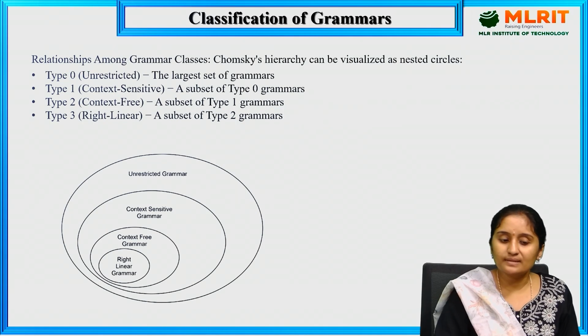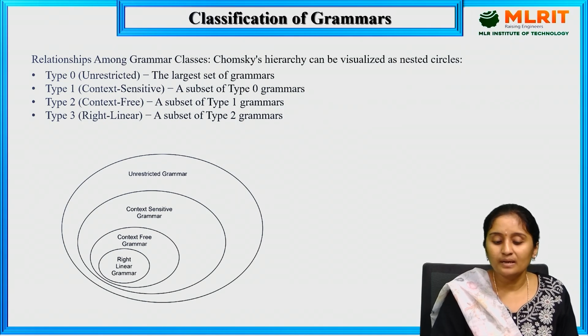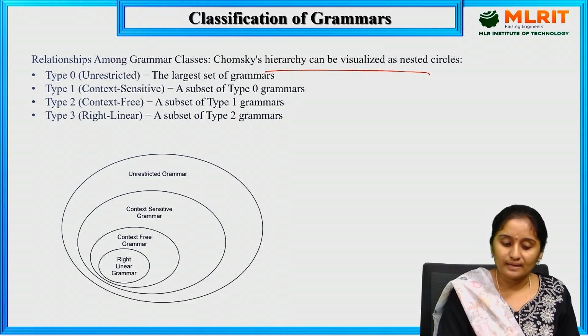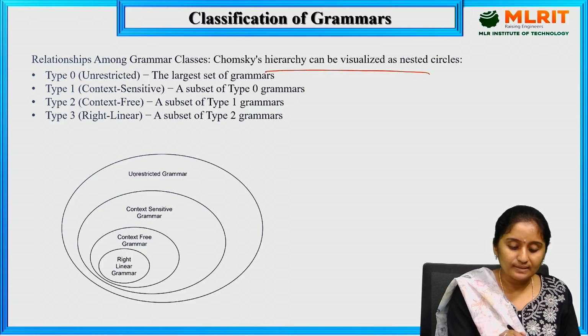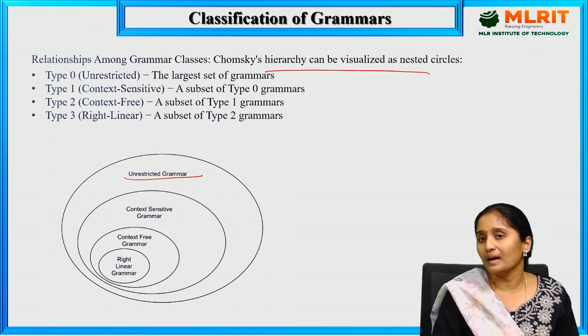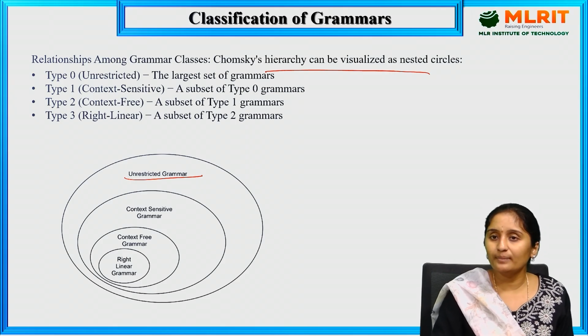So this is nothing but the relationship among grammar classes. The Chomsky hierarchy is visualized by using nested circles here. Type 0 is the unrestricted grammar. It consists of a large set of grammars. Here the LHS and the RHS can be any number of non-terminals and terminals. It's a combination of non-terminals and terminals on the LHS and RHS in the production rules.